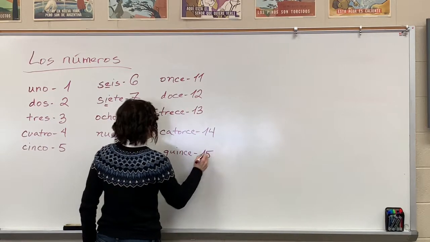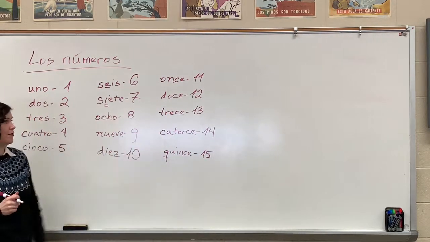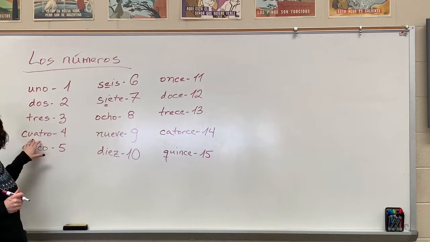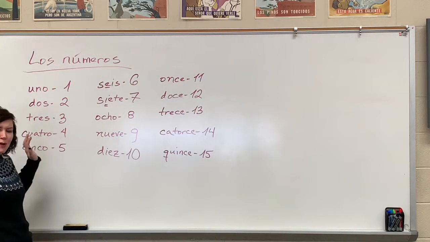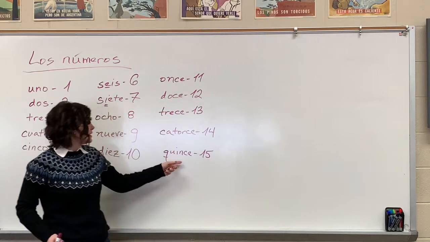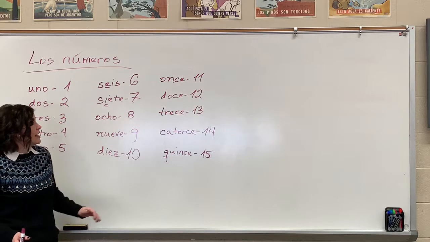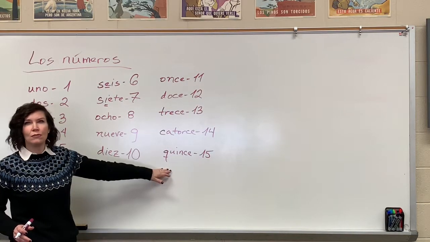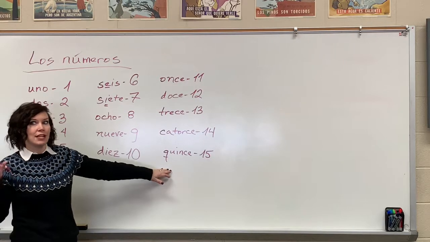So you don't have any Q's yet until you come to 15. So that Q you wanted to use for cuatro, you've got to save it. Just put it in your back pocket and then pull it out for 15. Okay? 15. All right.